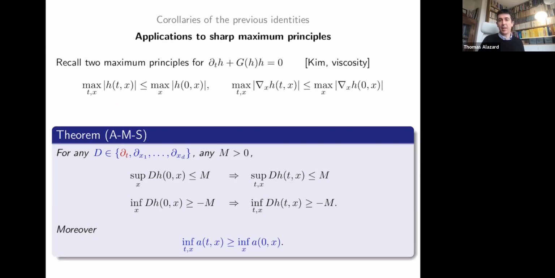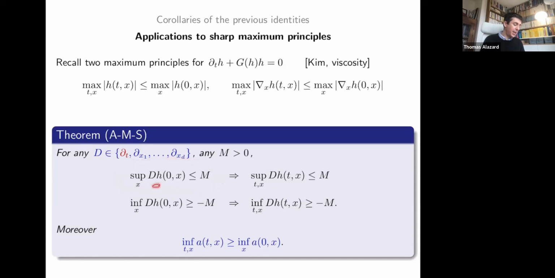With Nicolas Meunier and Didier Smets, we slightly improve this and prove that you have a maximum principle also for the time derivative, for every spatial derivative evaluated separately. And also that we have a kind of maximum principle for the Taylor coefficient A that measures the parabolic effect of the elliptic equation. Okay? Namely, we have these inequalities.